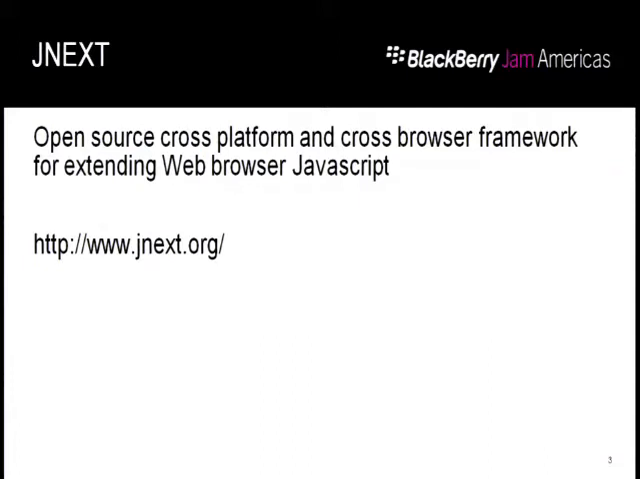So for JNEXT, has anybody in this room actually heard of JNEXT? Nothing. Okay. Basically, JNEXT is an open source, cross-platform, cross-browser framework for extending web browser JavaScript. So this is not something that works only on one browser. You can write a JNEXT extension for Chrome, or for Firefox, or really whatever you want. You can visit jnext.org, and it will tell you a lot of interesting information about writing a JNEXT extension.